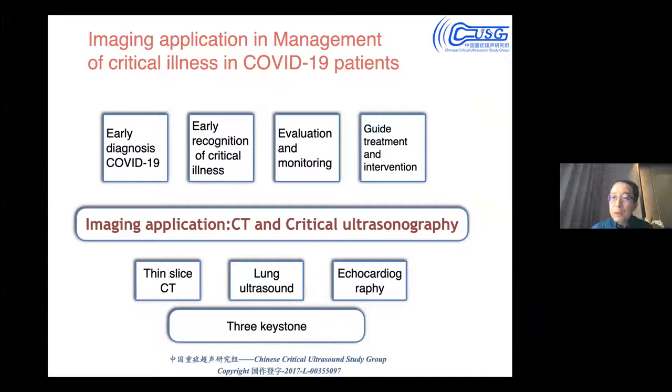I want to take this lecture to tell everyone about the application in management of critical illness in COVID-19 patients. Image application, CT and critical sonography, especially combined, like CT, lung ultrasound and echocardiography, is very important. We name it the three keystones. That's all. Thank you.